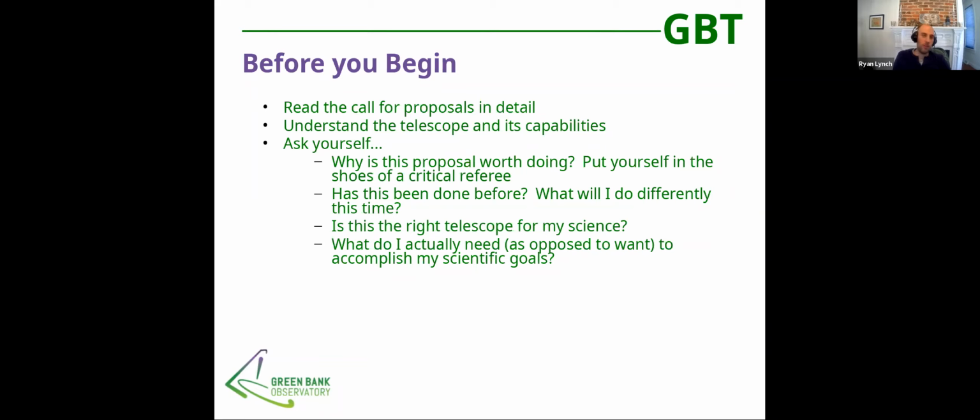Why is the GBT the right telescope to use? It's not the only radio telescope in the world. So why are its capabilities best suited to your science? And what do you actually need in terms of things like bandwidth, in terms of integration time, in terms of reaching a particular sensitivity, in order to meet your scientific goals? More time is always going to be better. More sensitivity is always going to be better, but there's not an infinite amount of resources available. So you want to ensure that you're going to be able to achieve your science goals, but not go so far beyond that the time you need is no longer well justified.